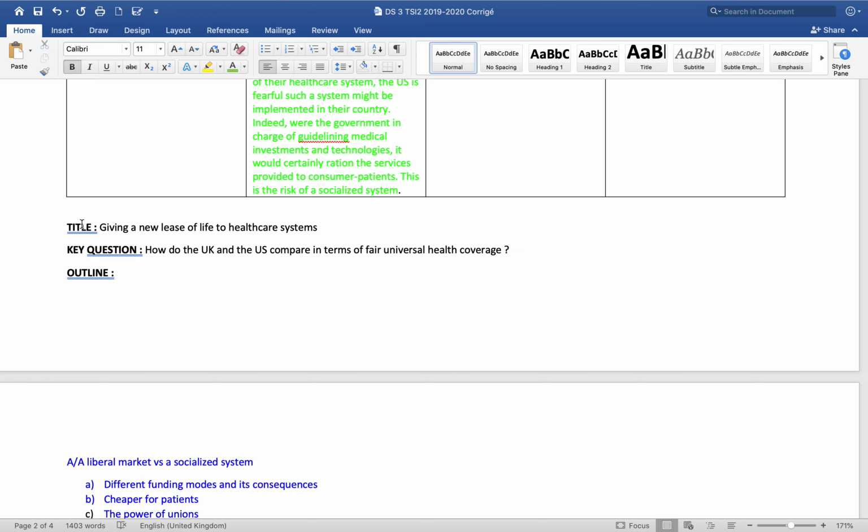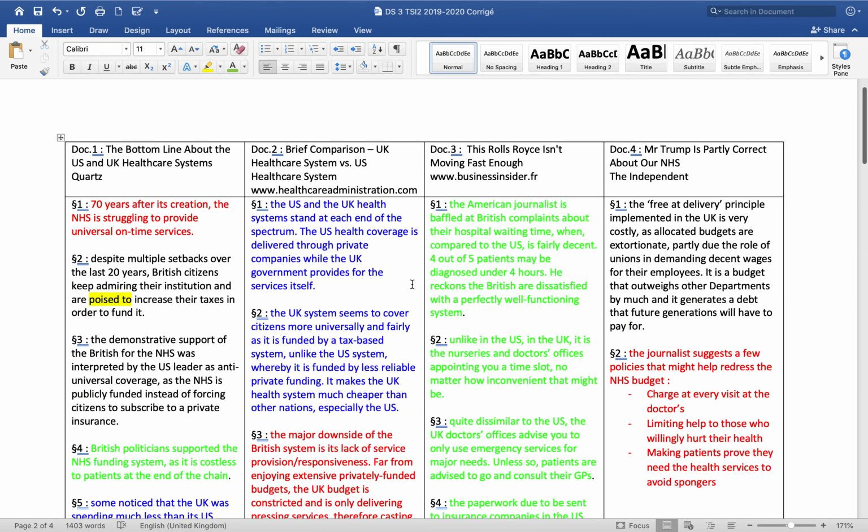Once I have my key question, I tried to use a play on words, a pun, giving a new lease of life to healthcare systems. So healthcare systems covers both the UK and the US because I added an S at the end. And to give a new lease of life to somebody is giving someone a second chance, a second life, basically. Almost to boost someone's immune system. So I tried to make a bit of a pun here. So that means that we're trying to improve the healthcare systems in both countries.